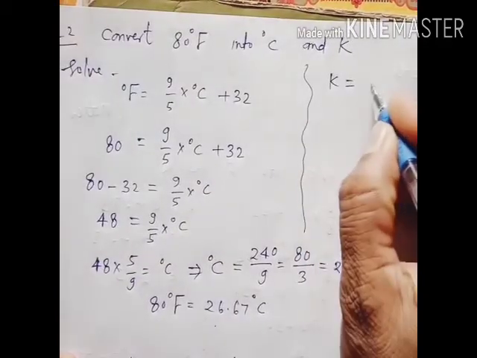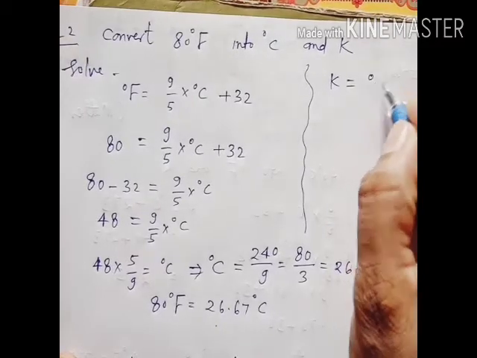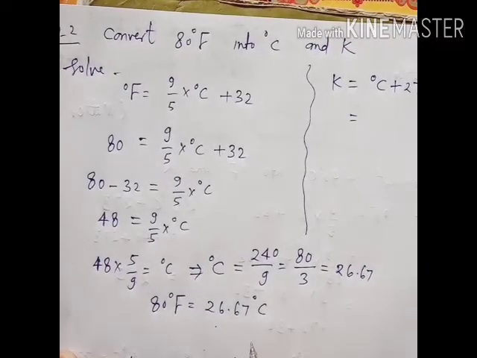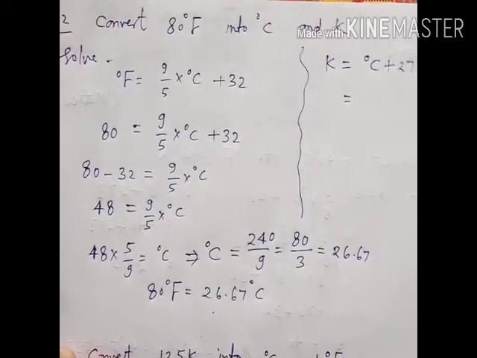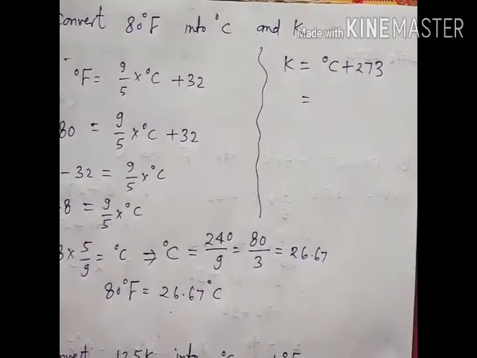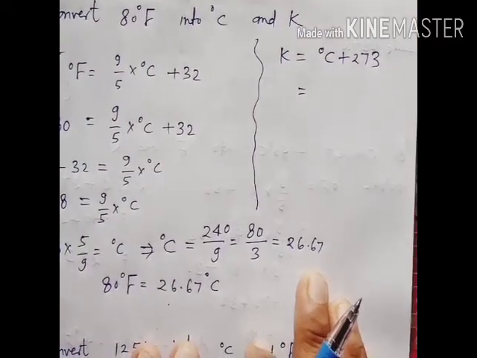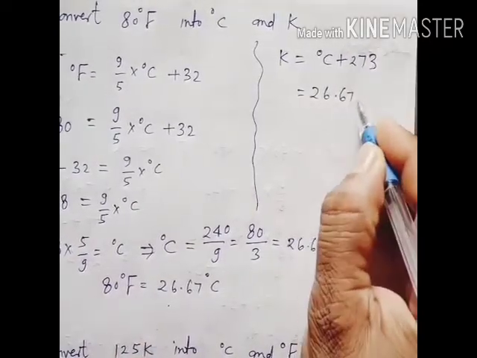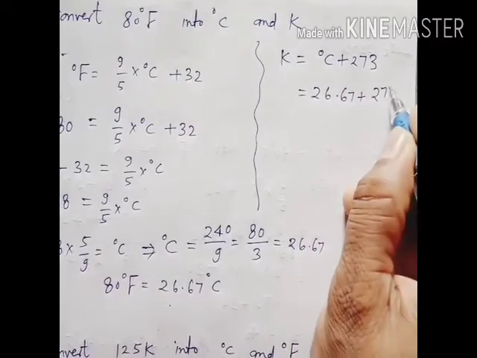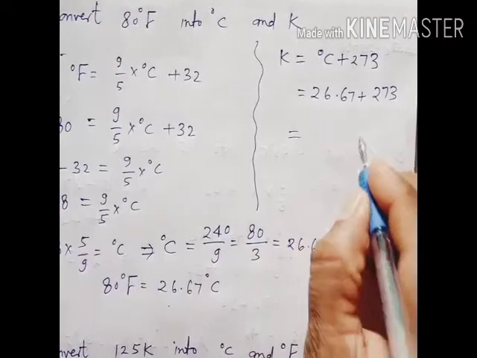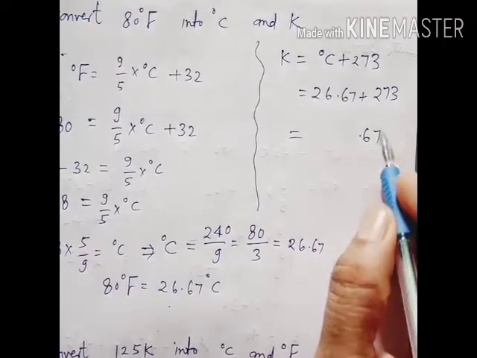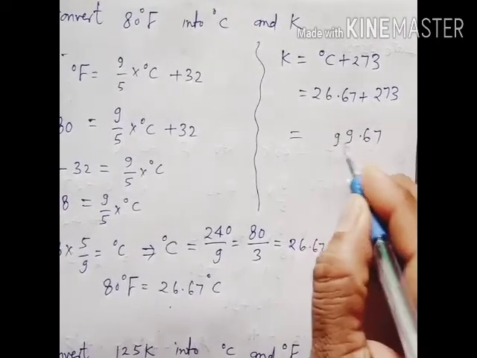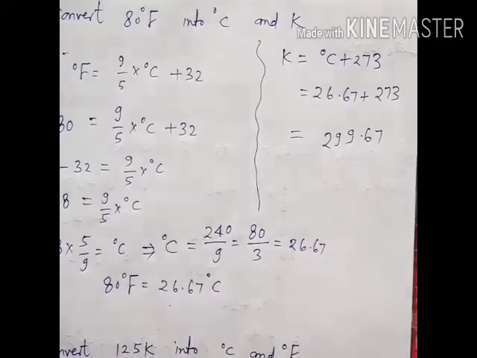Now we have to change this value into Kelvin. As we know, K is equal to degree C plus 273. We have to put the value in degree Celsius. Then we get 26.67 plus 273, which is equal to 299.67.